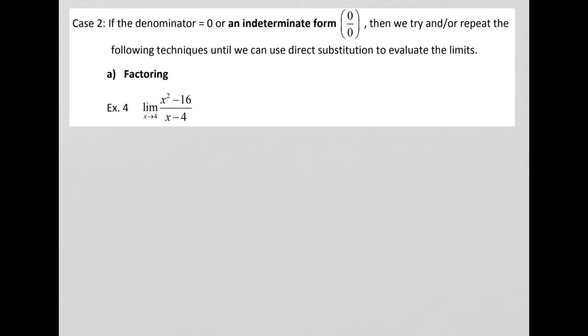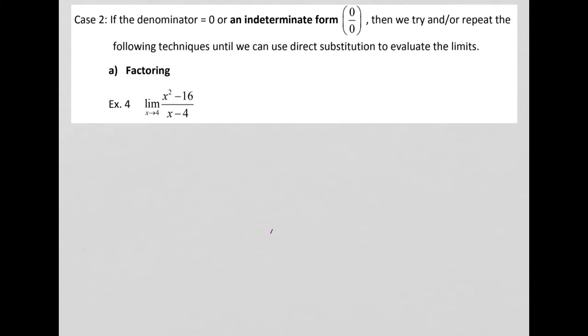So let's try this. For example 4, we know x approaching to 4. So if you put 4 into the denominator, 4 minus 4, you will get 0. If you put 4 into the numerator, 4 squared minus 16 will be 16 minus 16 is also 0. So right now we do have an indeterminate quotient, 0 over 0. That means we cannot do direct substitution.